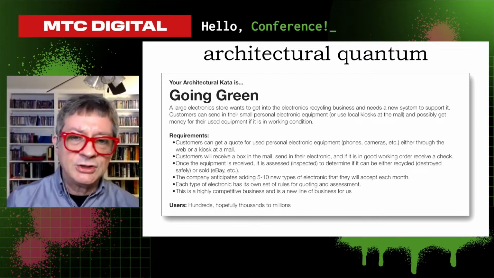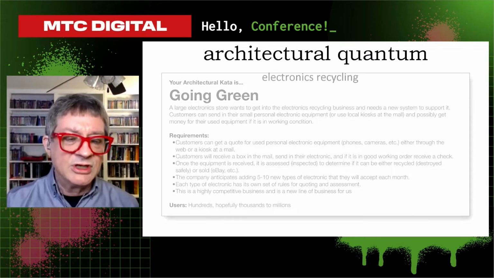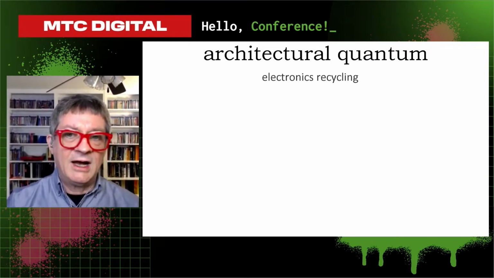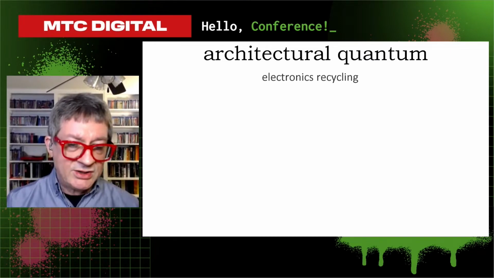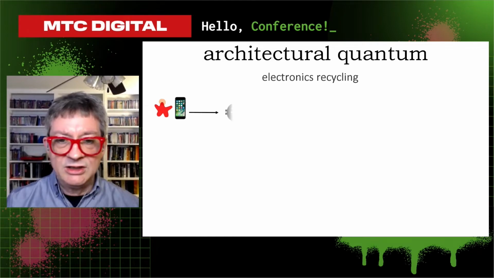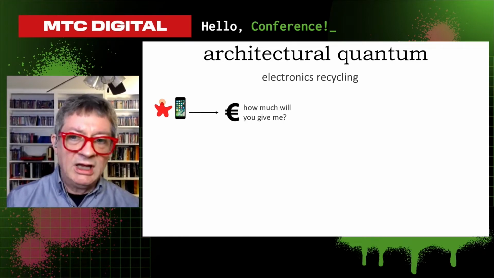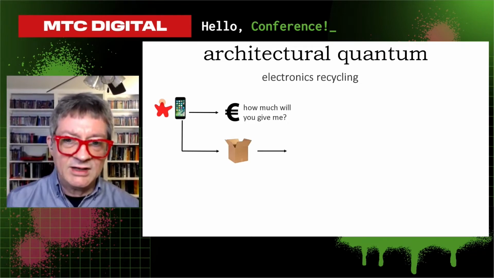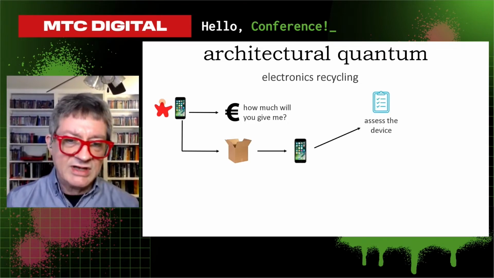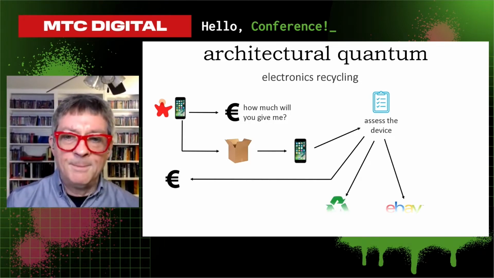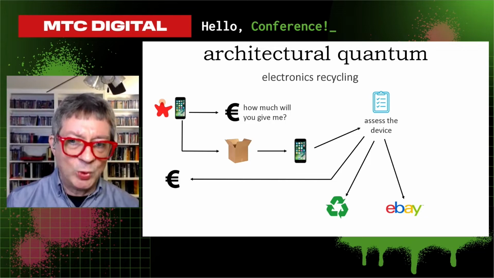So I won't read all this to you. This is what this kata describes: an electronics recycling company where, if you have an old electronics device like a phone or music player, you can go to a website or a kiosk in a shopping mall and tell it the model and the condition, and they will give you a quote. If you like that quote, they'll send you a box. You send it to them. They assess the device, send you money, and either recycle it or get rid of it or resell it and generate a bunch of reports.